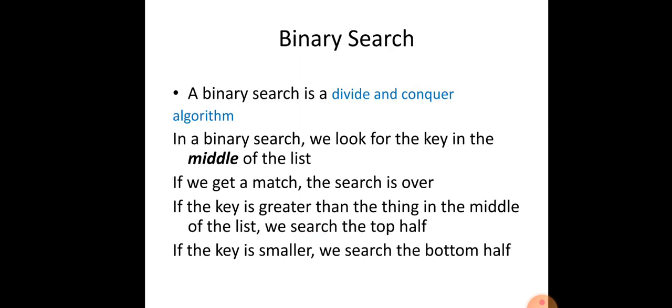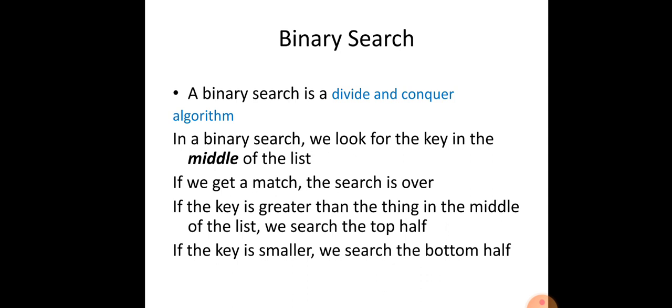The next one is binary search. Binary search is widely used for an ordered list of elements, and it uses a divide and conquer algorithm. In binary search, first we look for the key in the middle of the list. We compare the key with the middle element. If we get a match, then the search is over. Suppose the middle element is the key element, then the search is over here.